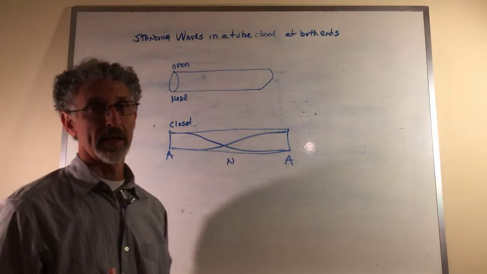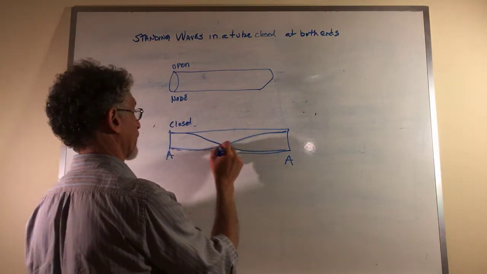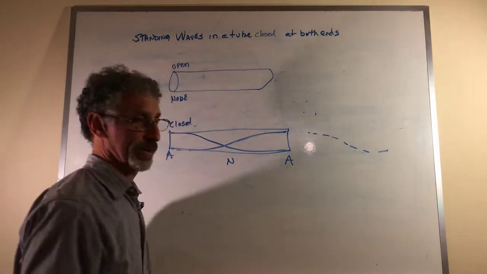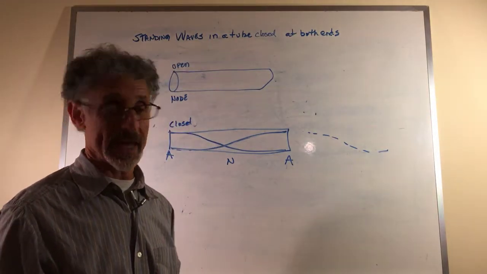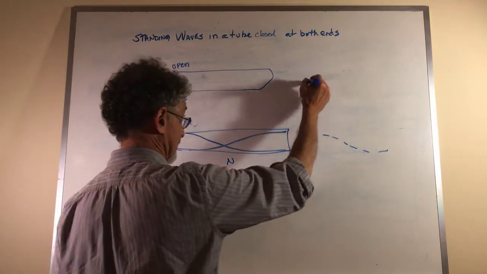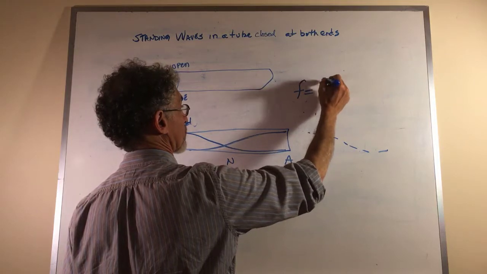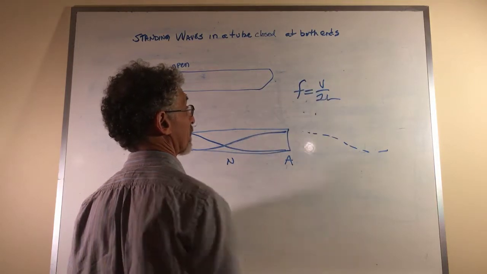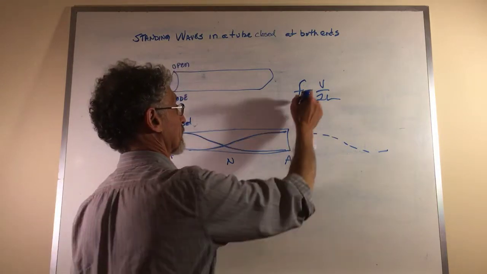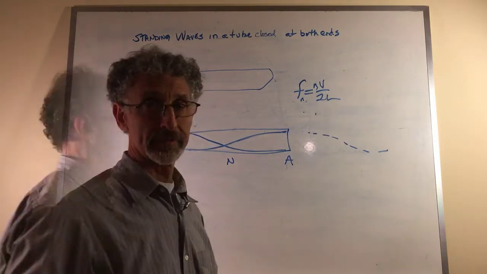And again, it turns out this is half of a waveform. So we have this part here and this part here. So as it turns out, the formula for a tube closed at both ends is the same as a tube open at both ends, which is F equals V over 2 times L. And if we want any harmonic on it, then we add the harmonic number.